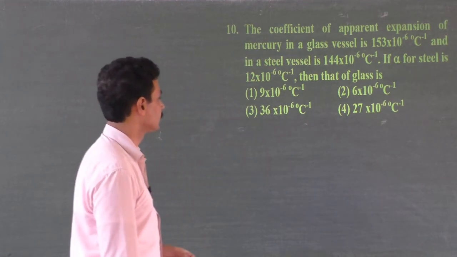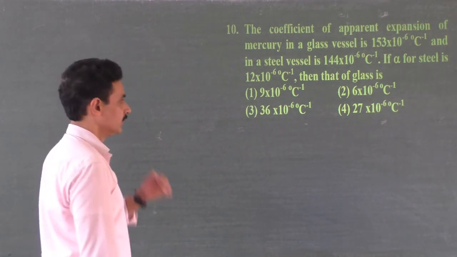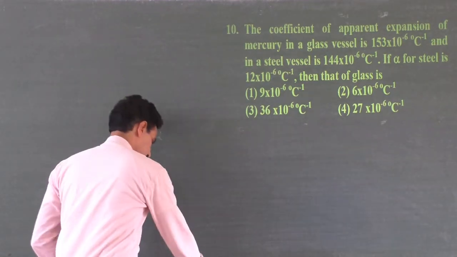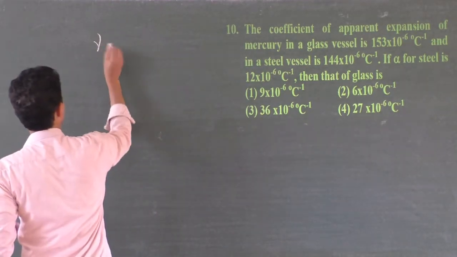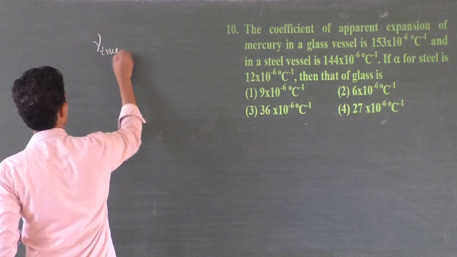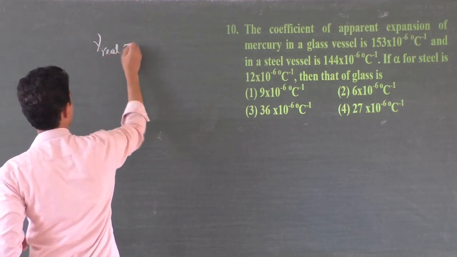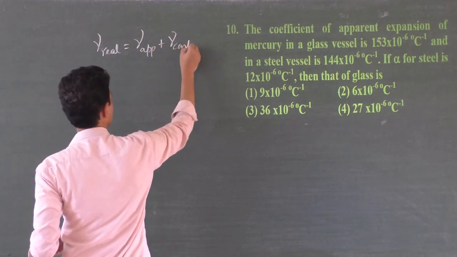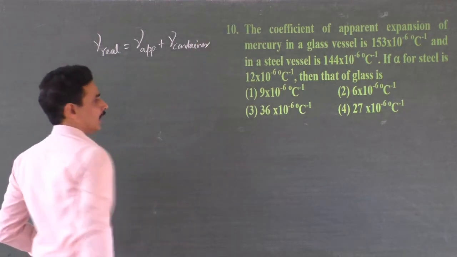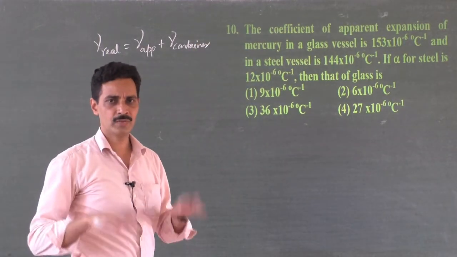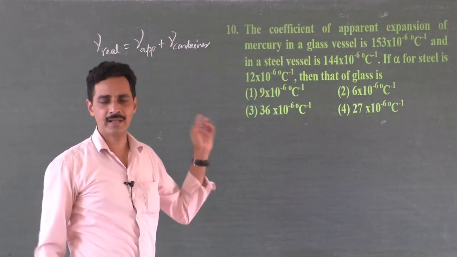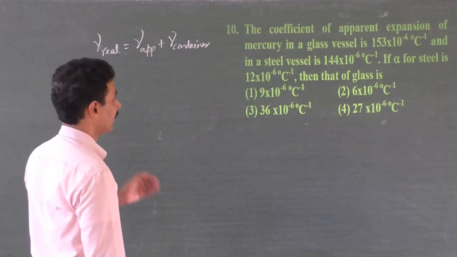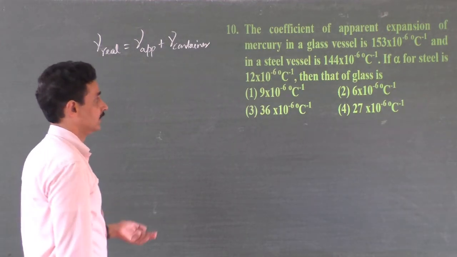If alpha of steel is so much, then that of glass is... So you have to solve this problem with very high patience. We have the formula: the real expansion is equal to the apparent expansion that we see plus the expansion of the container. How much the container expands plus how much we see, and totally is the expansion of the material, or the coefficient of volume expansion. Now we will write it with the glass vessel.